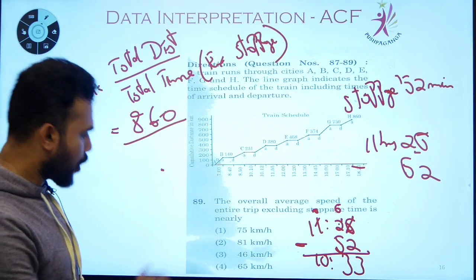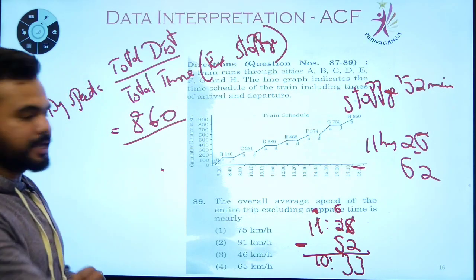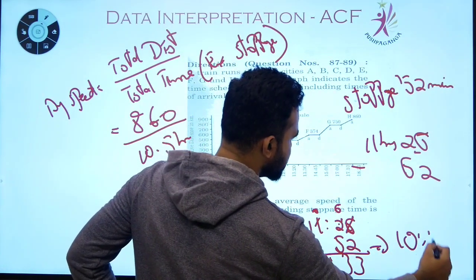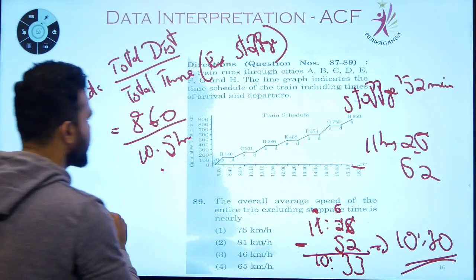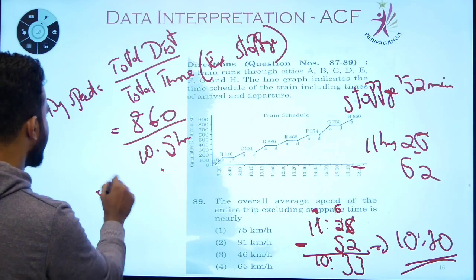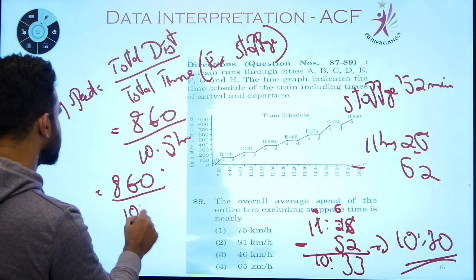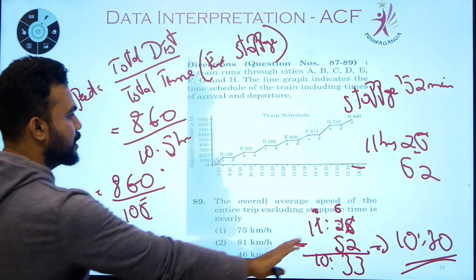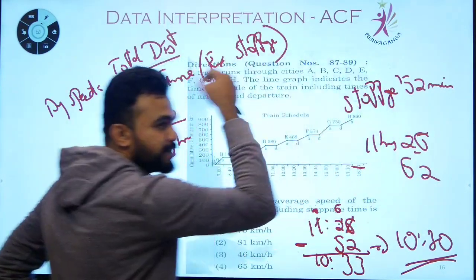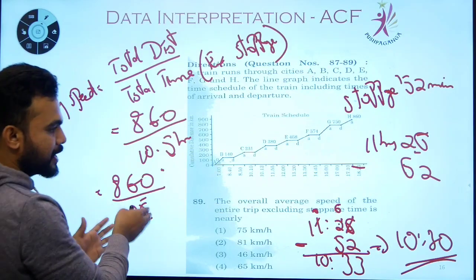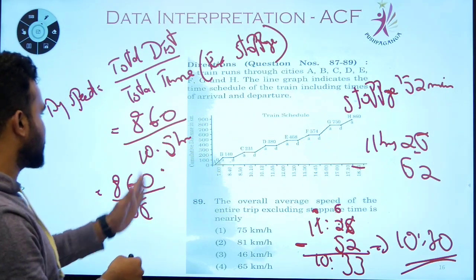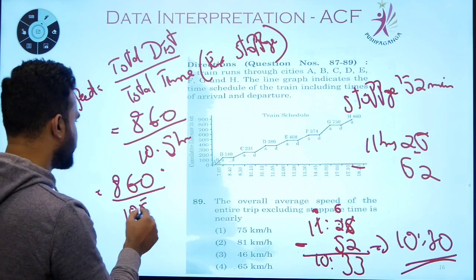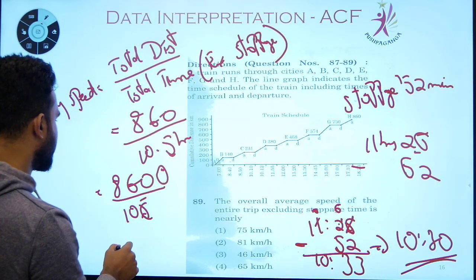So approximately, because he's just asking for the approximate, we can take it as 10.5 hours. We will consider this as 10 hours 30 minutes, which is 10.5 hours. So we are calculating 860 divided by 10.5. Excluding the stoppage of 52 minutes, we get the final time of 10 hours 33 minutes, that is about 10 hours and half an hour, so 10.5.